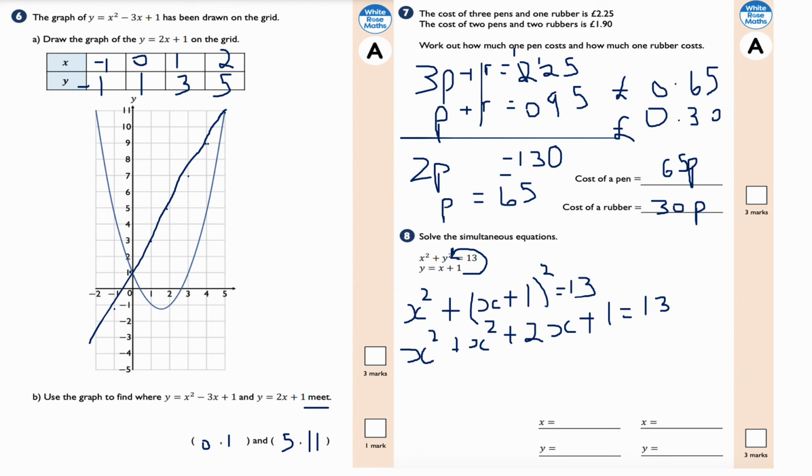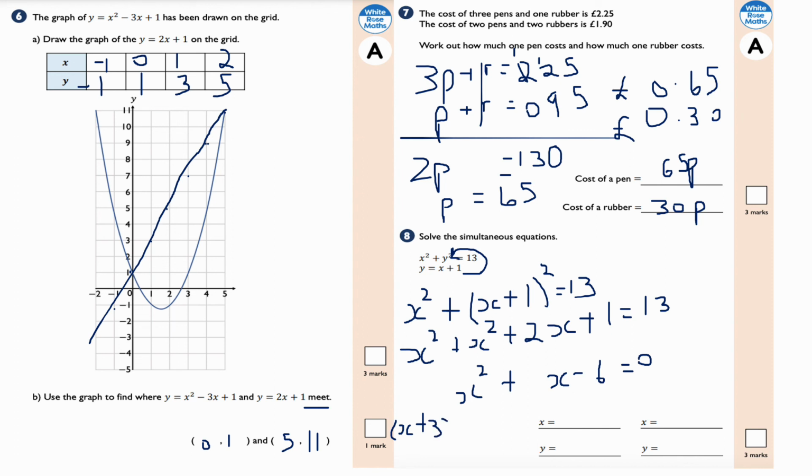Collecting like terms, making it equal to 0 because it's a quadratic: 2x squared plus 2x minus 12 is equal to 0. I'm going to divide through by 2. Then I get x squared plus x minus 6. So let's just delete it to make it a bit easier. Dividing through by 2, I'm now going to factorize this into (x plus 3)(x minus 2).